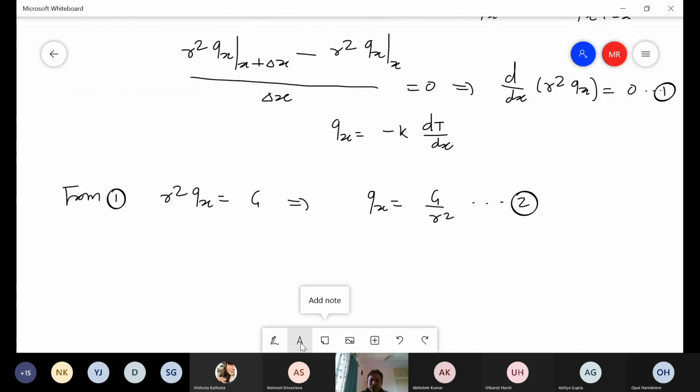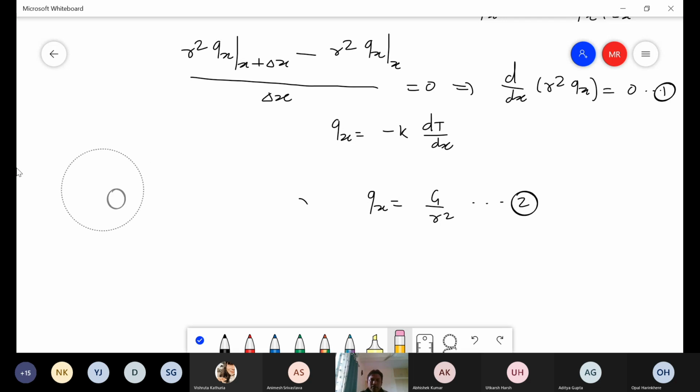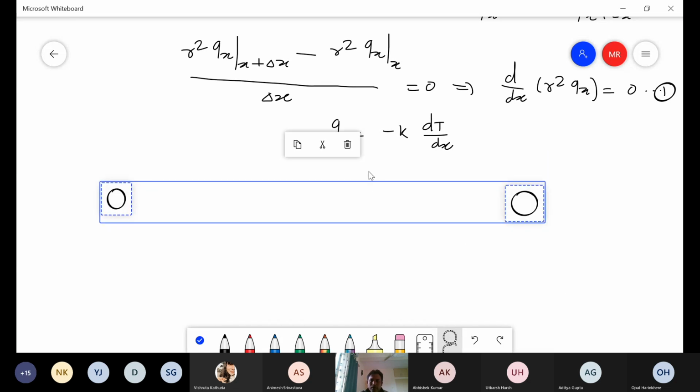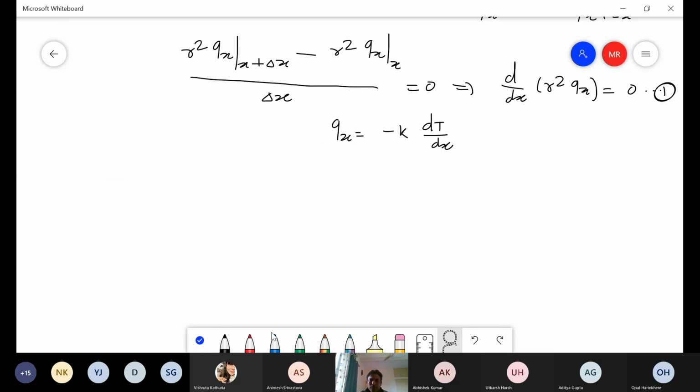So let me just rephrase it slightly in a different manner. Okay, let me just do this again. Okay. So I am just rearranging these equations a little in a different manner.